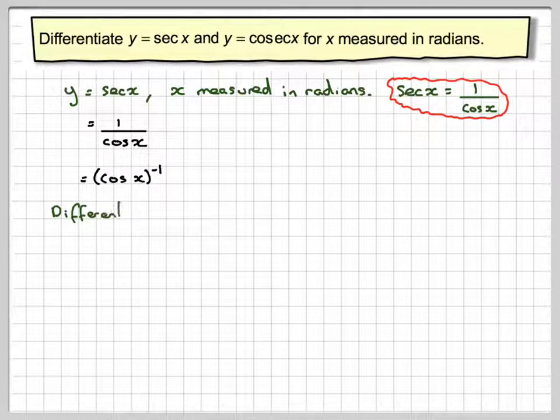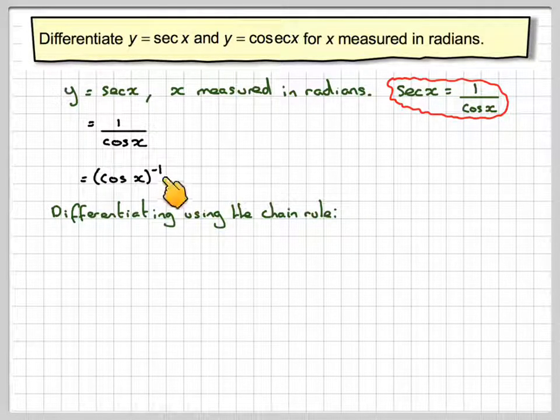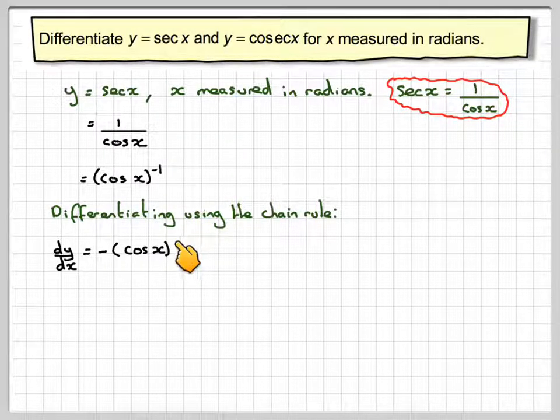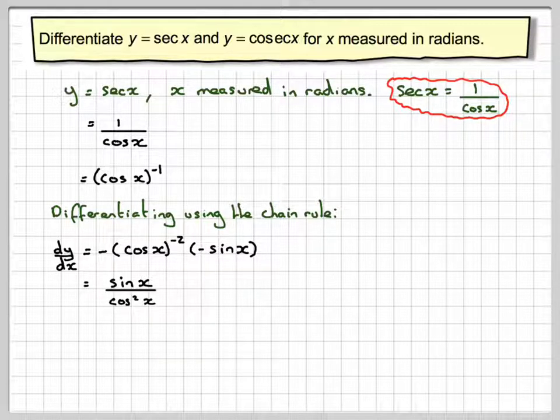Right, if we now differentiate using the chain rule, we'll take that minus 1 and bring it down in front of the bracket, and write down the bracket, which is cos x. And we will now reduce the power by 1, which makes it minus 2, and then we differentiate the bracket. If we differentiate cos x, we get minus sin x. So a minus times a minus will make the whole thing positive, and we've got sin x over cos squared x, because minus 2 means write it as cos squared x.